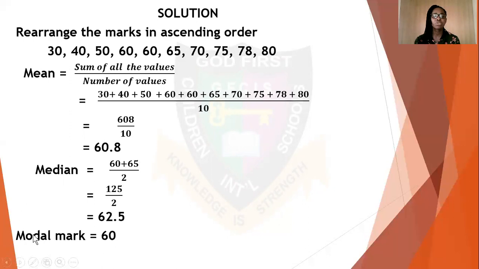Now the next question goes, find the modal mark. That is the same thing as saying find the mode. From the arrangement of the given marks, we notice that 60 occurs twice and every other number occurs once. So the modal mark is 60, that is the most frequent.